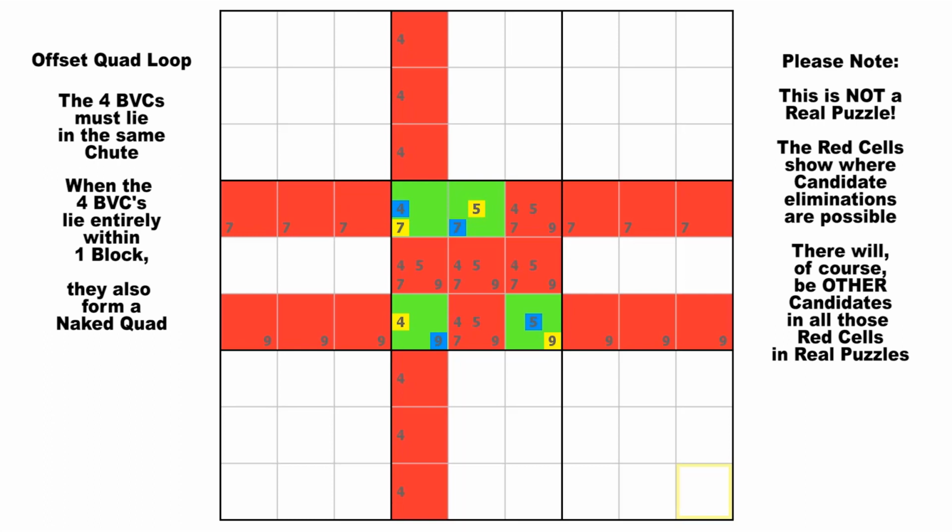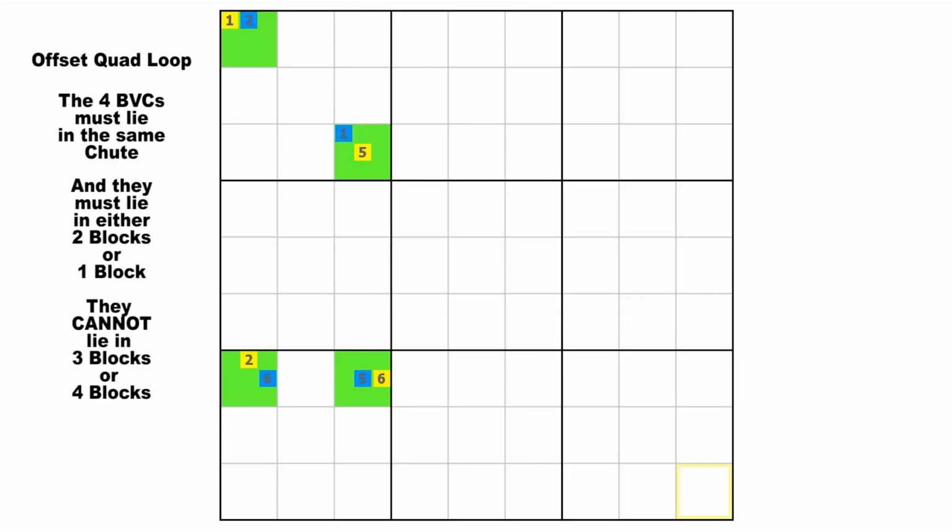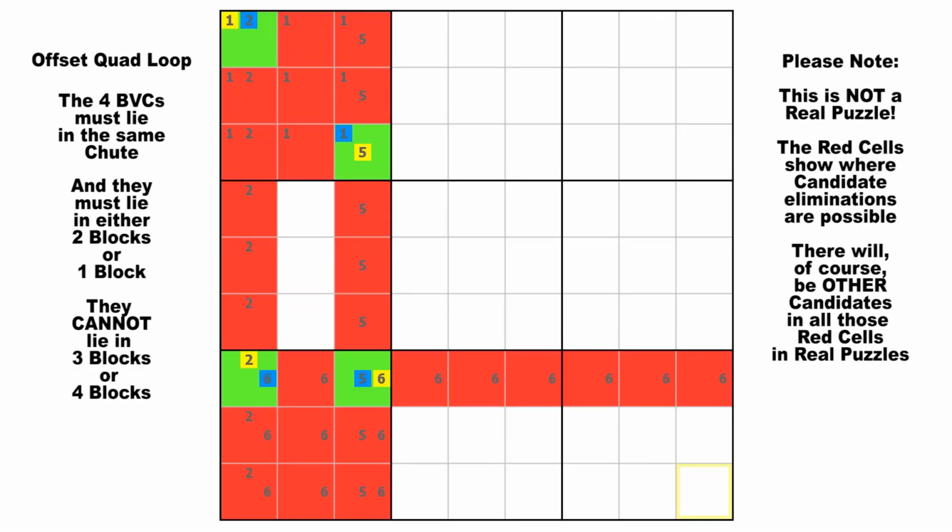And of course, an offset quad loop can also lie in a vertical chute like this. And then you would get these eliminations. The rest of the 2s would be false in column 1, and the rest of the 5s would be false in column 3, and the rest of the 1s would be false in block 1, and the rest of the 6s would be false in row 7 and in block 7.